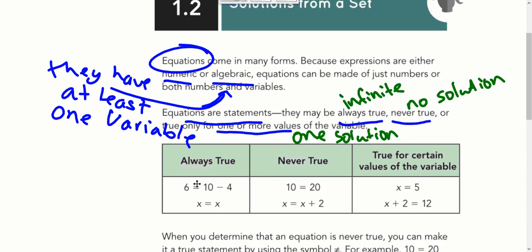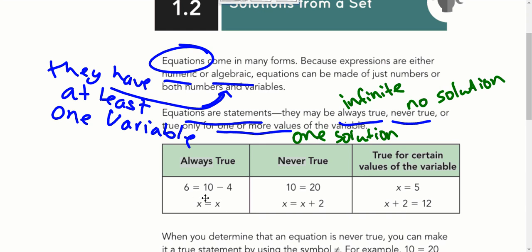If it's always true, 6 equals 10 minus 4. That is always going to be true, because 10 minus 4 is 6. 6 is equal to 6. X equals X. That is always going to be true. Because anything we put in for X, let's say we substitute 3 for X, 3 will have to be equal to 3. You can't change the value of the variable inside of an equation. I know variable means to vary, but it will never vary inside of an equation. So if it's 3 on this side, it's got to be 3 on this side.